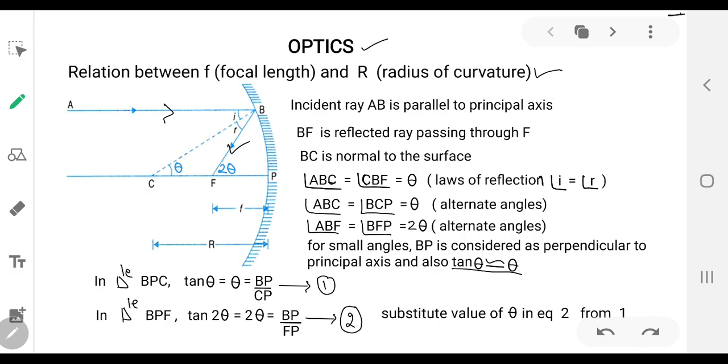Now we'll come to the derivation to write the equations. The first equation is angle ABC equal to angle CBF. It is from the laws of reflection, angle I is equal to R. As I and R are both equal, we are taking a common notation theta. So we are taking ABC equal to CBF equal to theta.